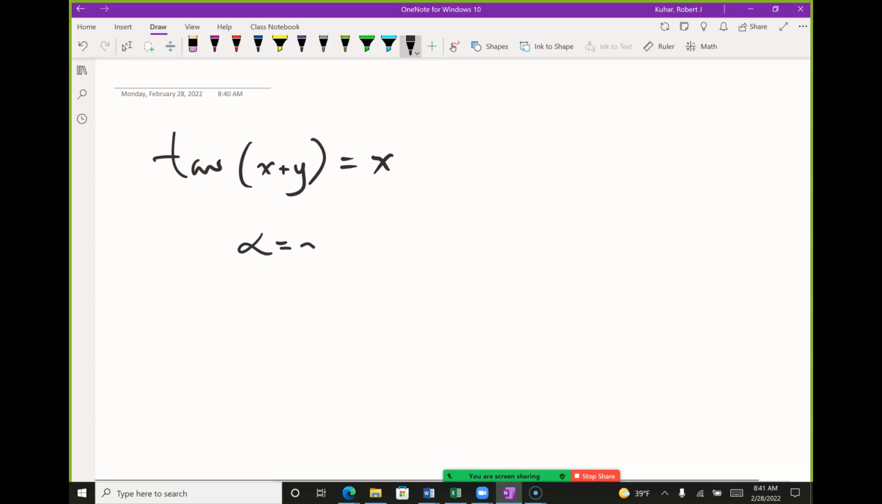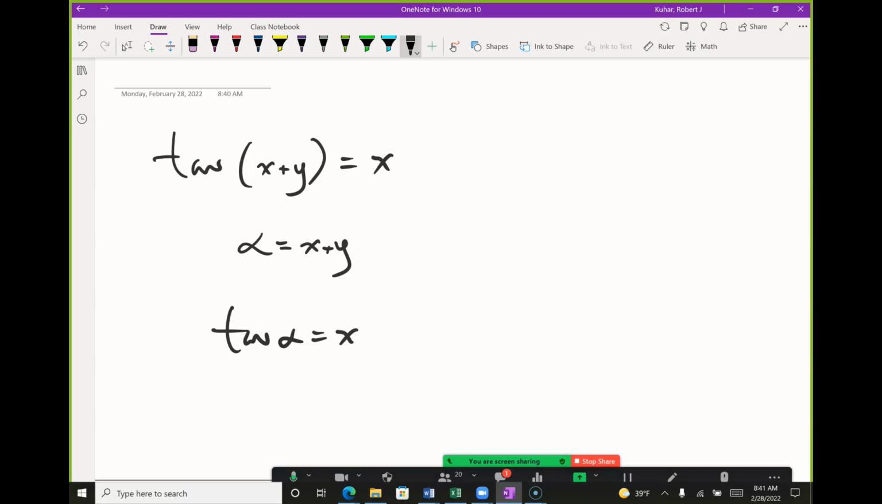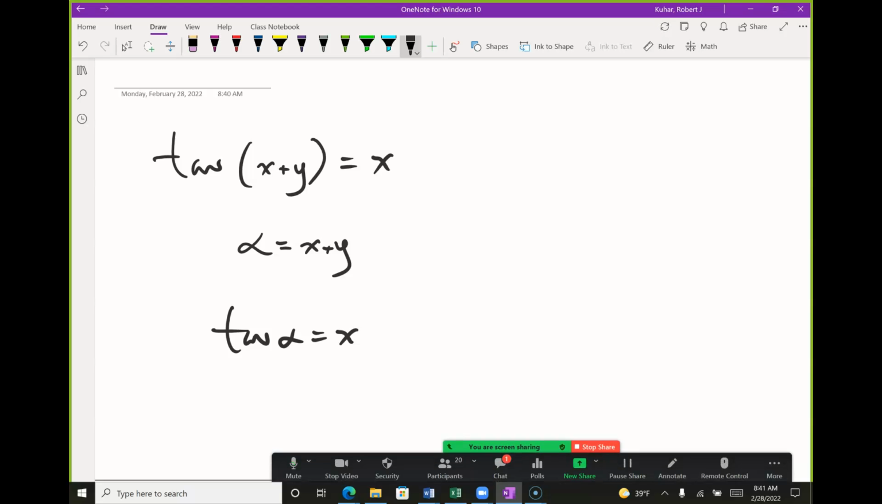So with alpha equal to x plus y, I know that the tangent of alpha is equal to x. When I see that, what do I visualize? I have to get my crickets out, huh? Is it like sin x over cos x? Good. I see identities. What else do I see?